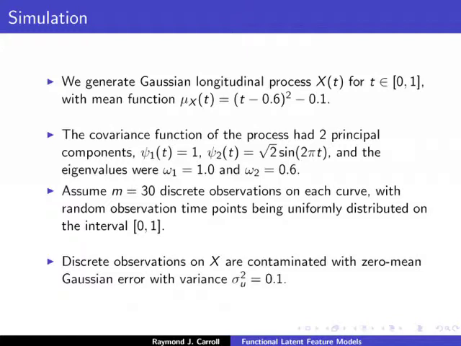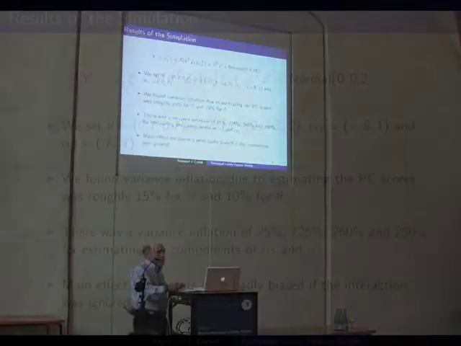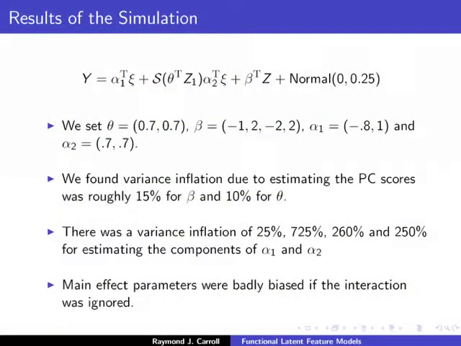What seemed to me has to happen here is that the beta term is going to have very little impact on the asymptotic variance of beta due to estimating the principal component scores, because it lives over by itself. And that's what happens. We get about a 10 to 15% increase in variance for the beta. My intuition was it was going to do the same thing for theta, because that's also kind of outside the game. And we get about a 10% variance inflation for theta.